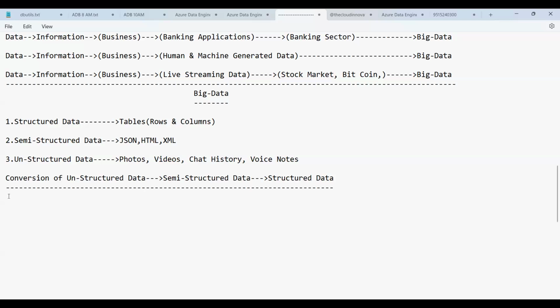To store this data in Azure, we require storages. What do we require? Storages in Azure.